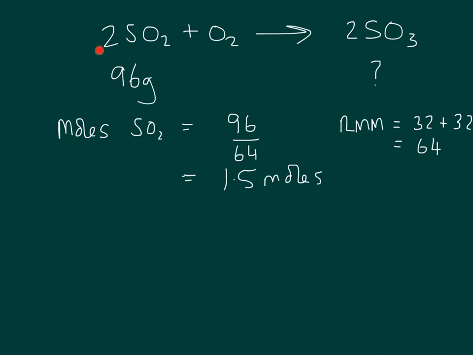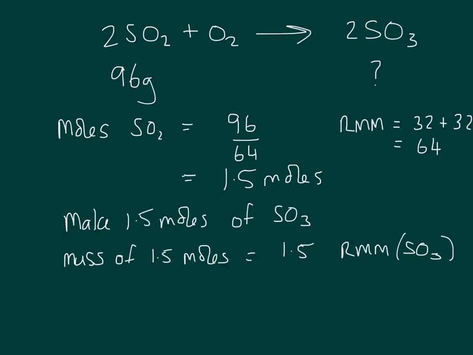Now we have to look at the equation. It says here that 2 moles of sulfur dioxide makes 2 moles of sulfur trioxide. Therefore, 1.5 moles of SO2 should make 1.5 moles of SO3. So if we make 1.5 moles, that will be 1.5 times the relative molecular mass of SO3. So let's work out the relative molecular mass of SO3.